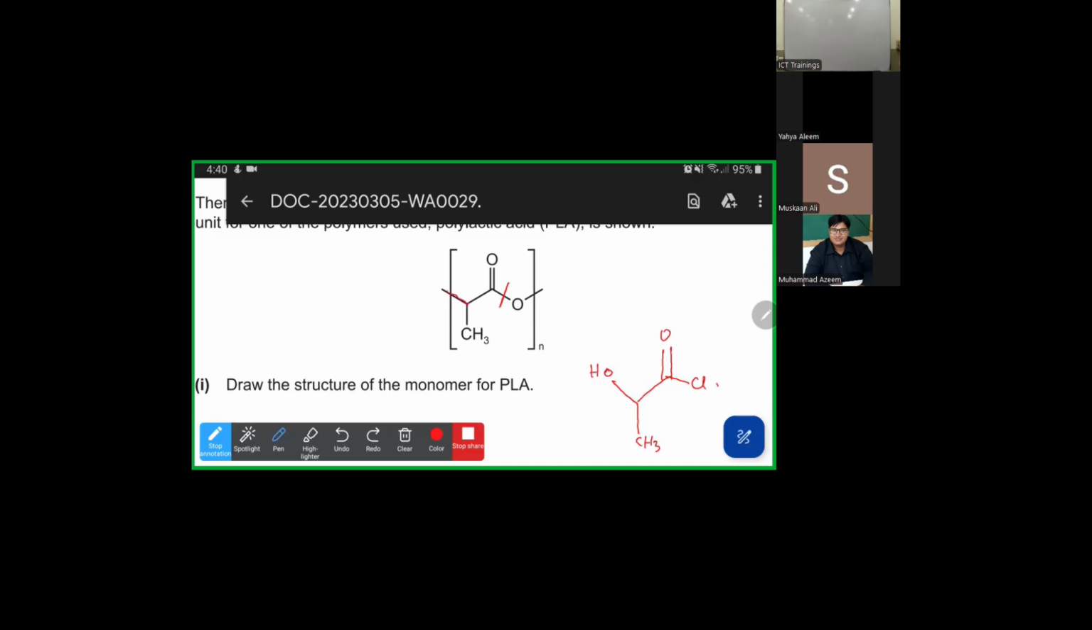So this one continues with O, because from the O it continues further. And then C double bond O, and then this one, and so this is the polymer. So you should break this linkage. Draw this one: C double bond O and CH3. So put Cl up here and put OH up here. So this is the monomer. Did you get it?